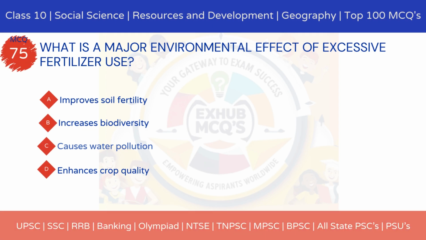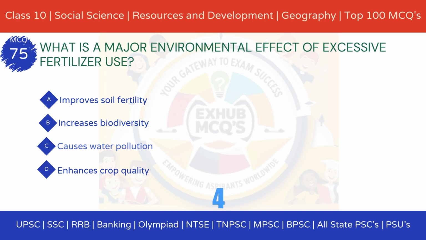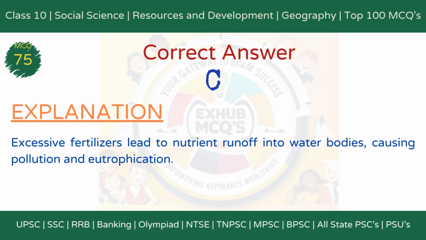MCQ 75. What is a major environmental effect of excessive fertilizer use? Option A, improves soil fertility. Option B, increases biodiversity. Option C, causes water pollution. Option D, enhances crop quality. The correct answer is option C, causes water pollution. Explanation: excessive fertilizers lead to nutrient runoff into water bodies, causing pollution and eutrophication.